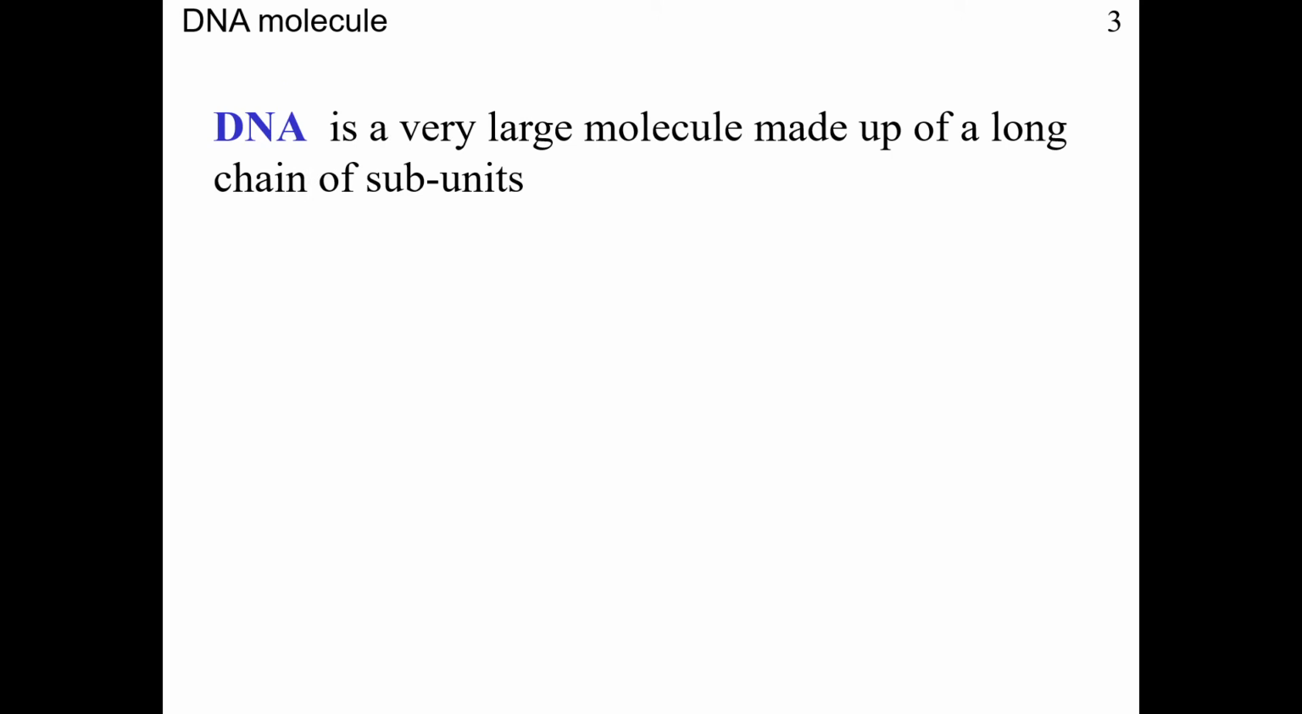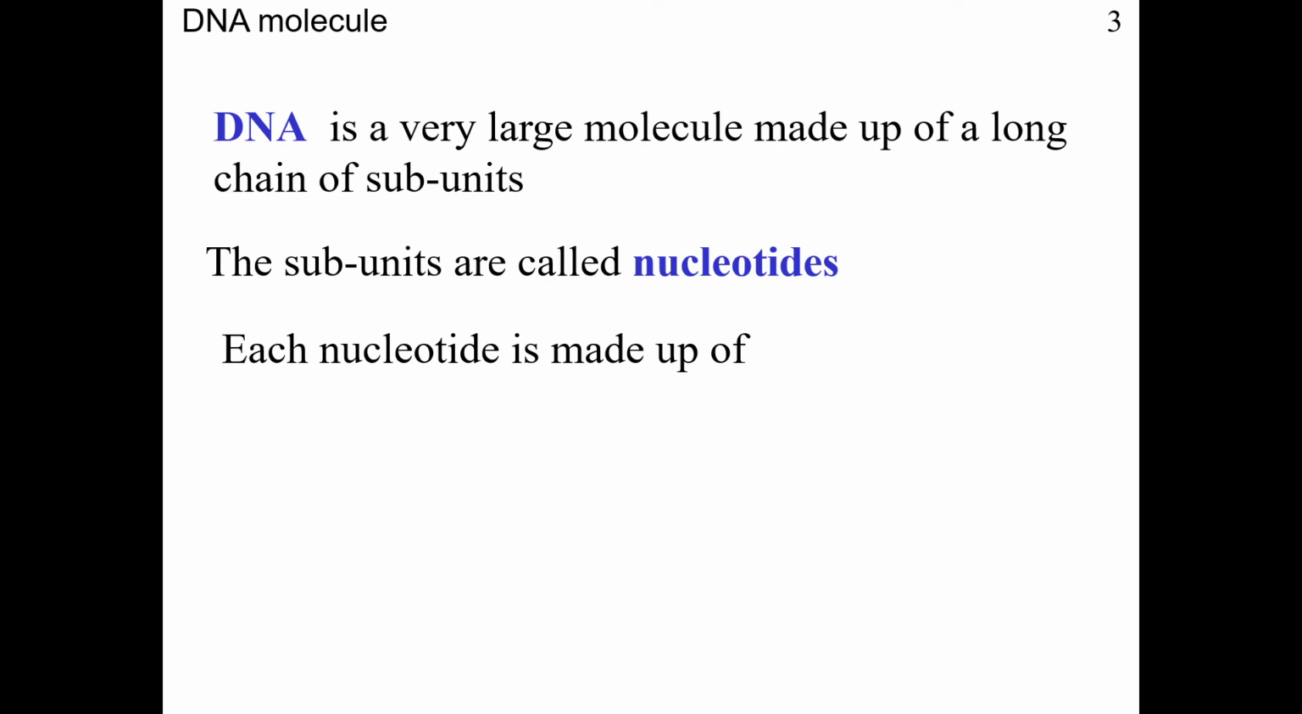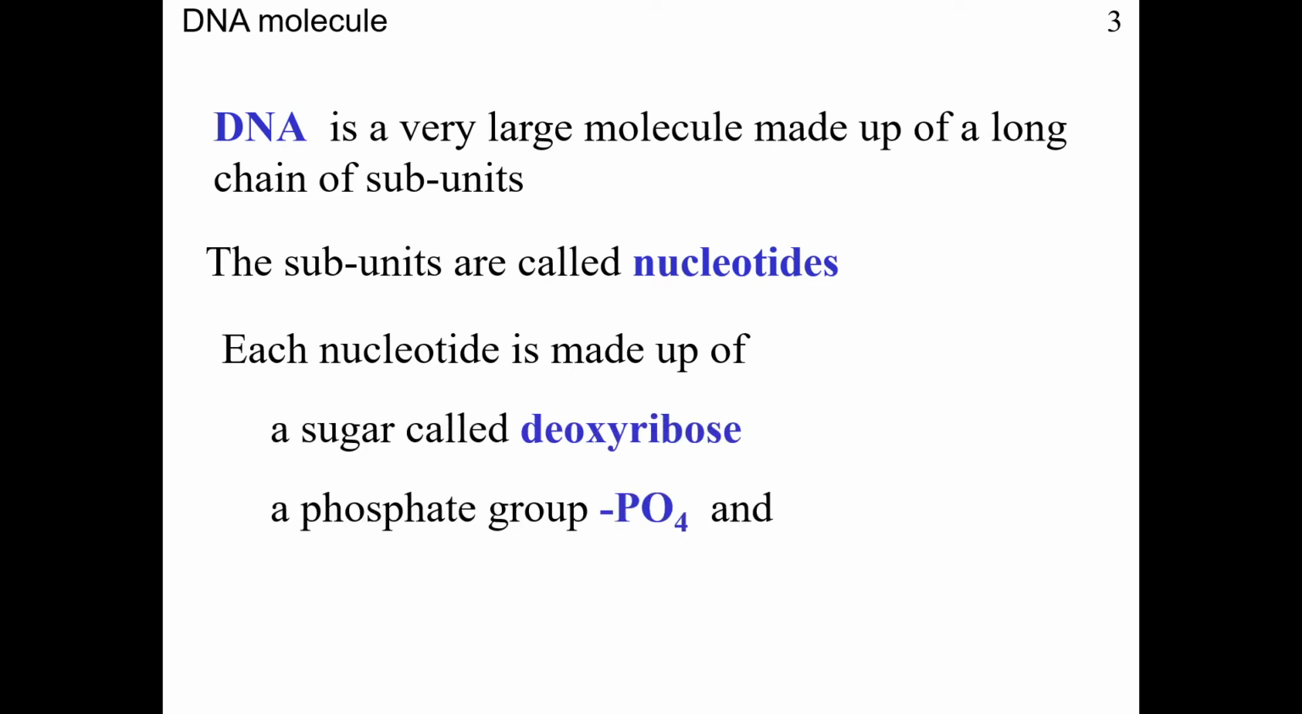DNA is a very large molecule, and it's made up of chains of subunits. So it's like a really long chain, and each little link is a subunit. Those subunits are called nucleotides, and each nucleotide is made up of a sugar called deoxyribose, a phosphate group, which is phosphorus with 4 oxygens attached to it, and an organic base. So those are the 3 things that make up a nucleotide.